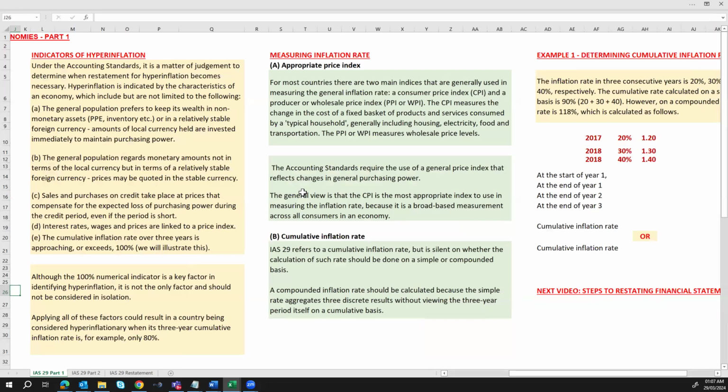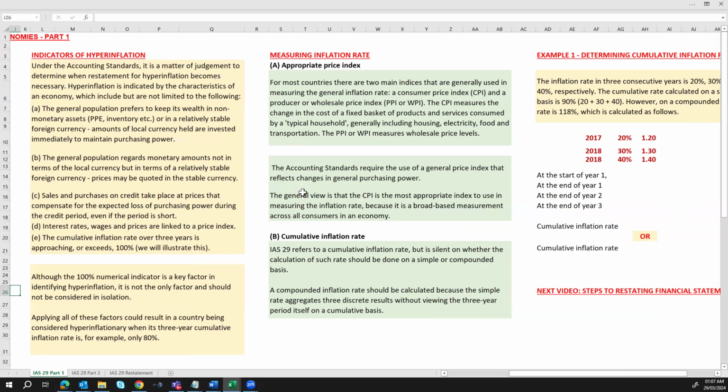The first is looking at the appropriate price index. For most countries, there are two main indexes generally used in measuring the inflation rate. The first is your consumer price index, the CPI, or a producer or wholesale price index, the PPI or WPI. The CPI measures the change in the cost of a fixed basket of products and services consumed by a typical household, right? So the price of things you get in the market forms the CPI measure. Generally, this includes housing costs, electricity, your food, your transportation, etc.